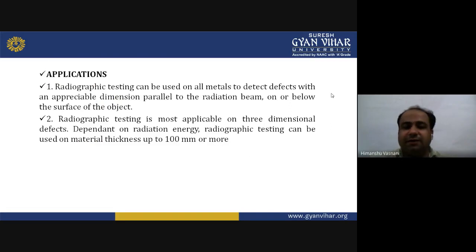Now the application. Radiographic testing can be used on all metals to detect defects with appreciable dimensions parallel to the radiation beam, on or below the surface of the object. Radiographic testing is most applicable to three-dimensional defects, but it depends on radiation energy. Radiographic testing can be used on material thickness up to 100 or more.